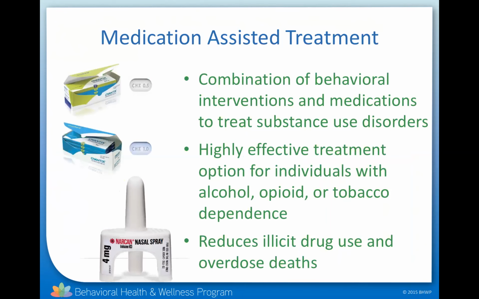We've talked about medication. Obviously, medication-assisted treatment is important regardless of the different substance. You can see a combination of behavioral interventions and medications to treat substance use disorders. That's what we're talking about here. It's effective treatment for individuals with all different types of dependencies, alcohol, opioids, tobacco, etc. And as we're looking more at this, with illegal drug use, it does reduce the illicit drug use and overdose deaths as well.